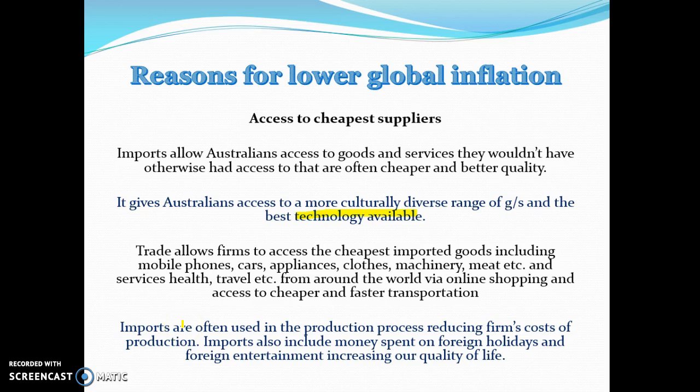Imports are often also used in production, so these things we might be just directly consuming, which will help to reduce inflation, but some of these products are used in production, and therefore that can also help to reduce production costs for firms and lower inflation as well.